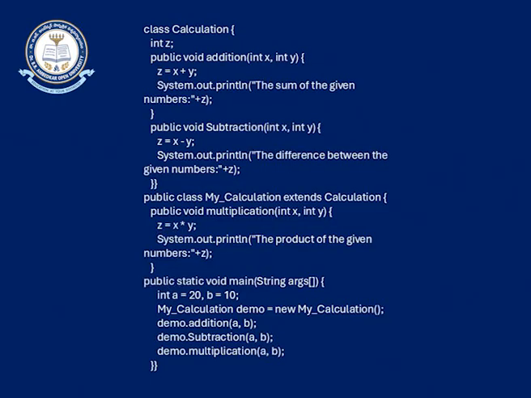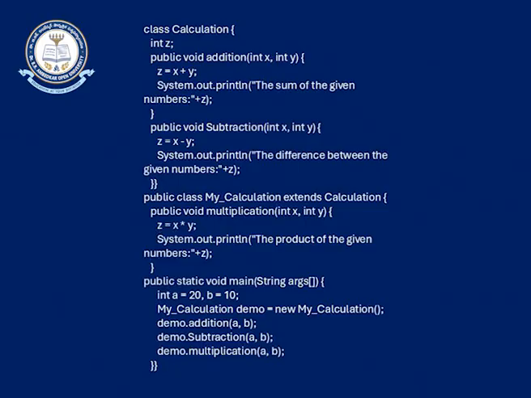First of all I need to create a class called Calculation. In Calculation I have a method called addition. Before addition is void, meaning I am not going to return anything, and it is prefixed with public, meaning it can be accessed within the class and also outside the class. In this method I add two variables to print the sum of the given two numbers. Another method is subtraction, where I do subtraction of two variables and store it into some other variable.